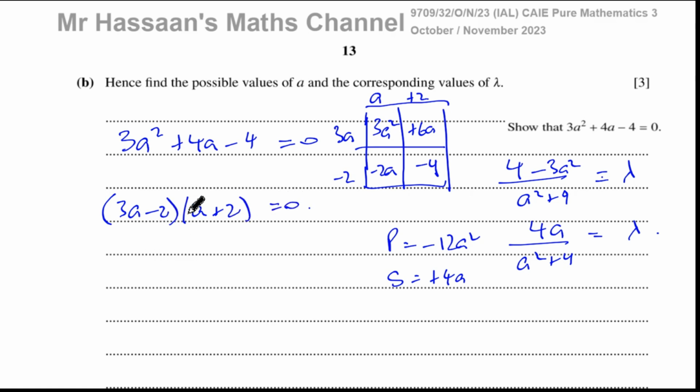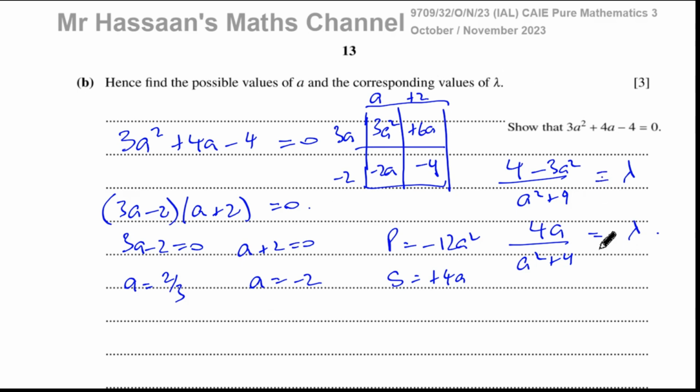So let's see if that's actually correct. 3a squared plus 6a minus 2a and minus 4, that's correct. So a is equal to 2 over 3, or a is equal to negative 2. So those are two values of a, and now I need to find the corresponding values of lambda.